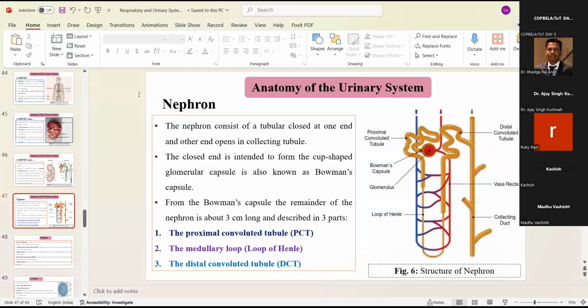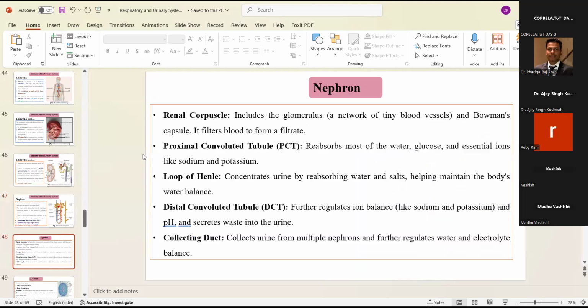So the nephron has one side open and another side closed tubules. The closed tube consists of the Bowman capsule and glomerulus, and the open duct has a collecting duct. We can divide it into three parts: the proximal convoluted tubule, that is PCT; next is the medullary loop, that is the loop of Henle; and third is the distal convoluted tubule, that is DCT.